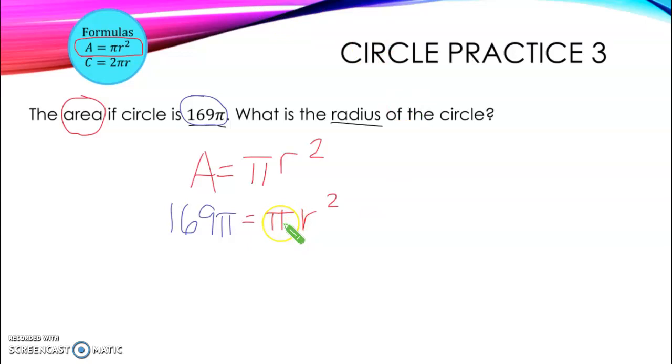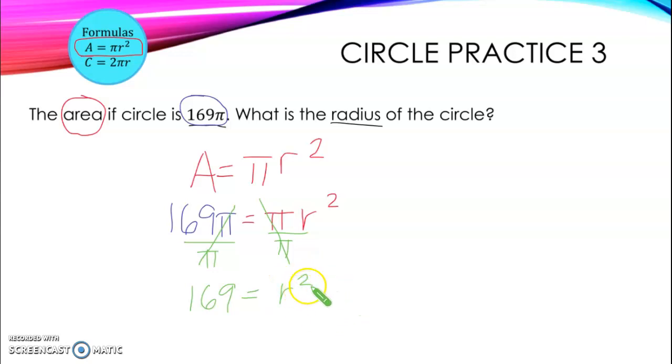Now, pi is a number. Pi is 3.14, and so on. And so normally when you have a number in front of a variable, you would divide it to continue to solve for that variable. And so I'm going to divide both sides by pi, and conveniently that actually cancels it from both the right side and the left side. So we're left with 169 on the left side and r squared on the right side.